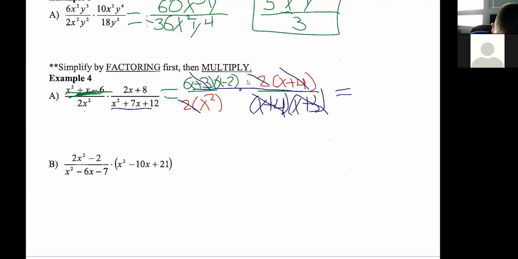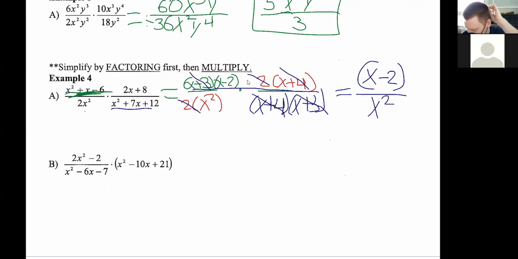So honestly, there's really nothing to do. Sometimes you still might have to multiply or simplify things out, but literally all I would have left on the top is that x minus 2. And then on the bottom, I would really only have the x squared. And there's nothing I can do to simplify there. There's not a GCF I can pull out. There's really nothing I can do to simplify that from here.